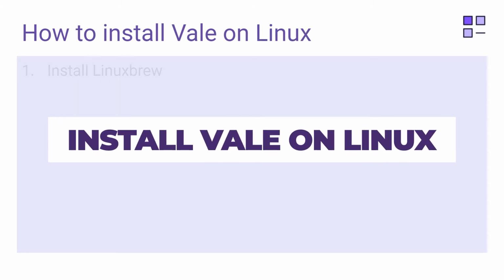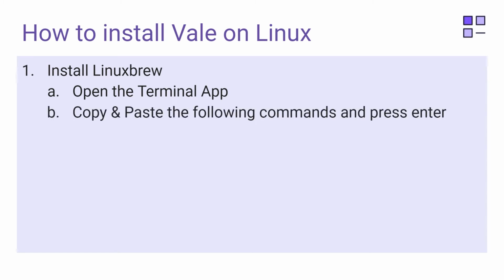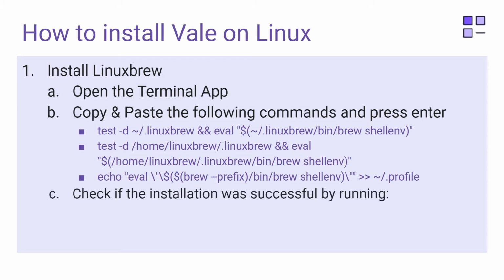If you are running Linux, you have to first install Linuxbrew, and you do that by opening your terminal application and then copy and paste the following commands, pressing enter after each command. There's the first command, the second, and the final command. So after you run these three commands, you can check if the installation was successful by running brew --version. And if Linuxbrew was installed correctly, then this should return the version number of your installation of Linuxbrew.